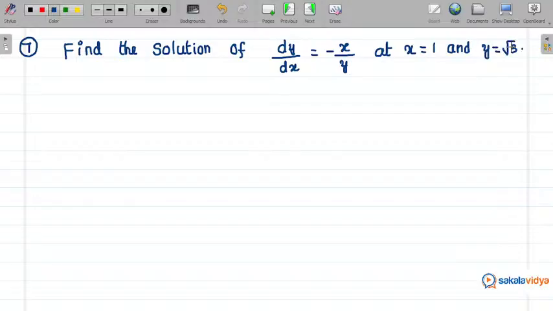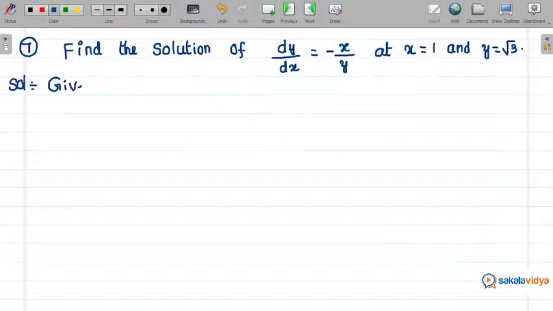So, that means in this case we need to find out the particular solution. First we need to solve the differential equation, that is, get the general solution. After getting the general solution, if you substitute x is equal to 1 and y is equal to root 3, you will get the particular solution. Now this is in the form of dy by dx is equal to f of x by g of y form. So, now cross multiplication directly we can write in the variable separable form. Let us solve this question directly.